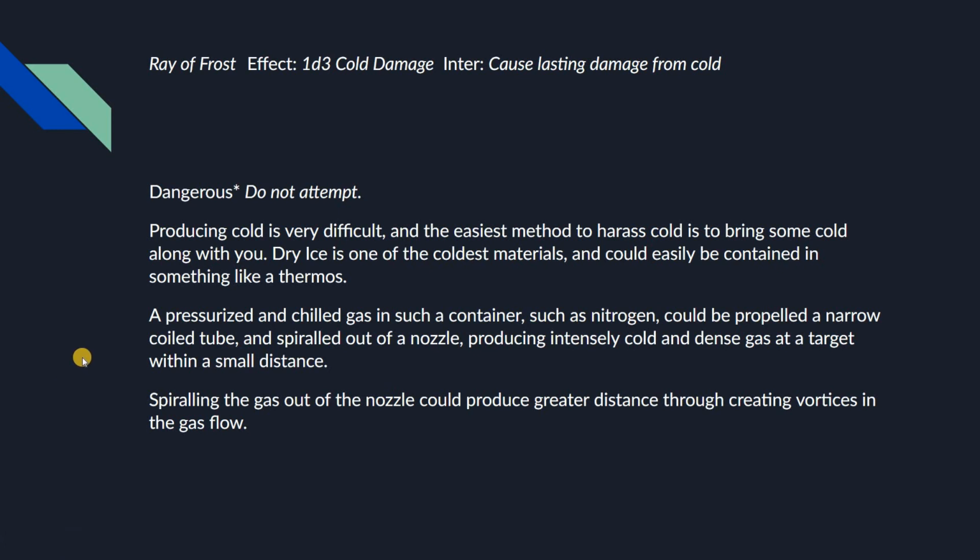So depending on the narrowness of the nozzle and also how much you spiral the gas, you can get greater distances. This is because spiraling the gas can create a vacuum in the middle through vortices, which kind of sucks the gas in tighter. So basically you're throwing out tiny little tornadoes, which can go longer distances than just trying to throw gas. So that's kind of cool, I think, at least the vortice part.